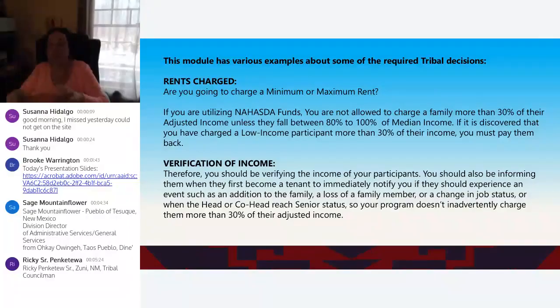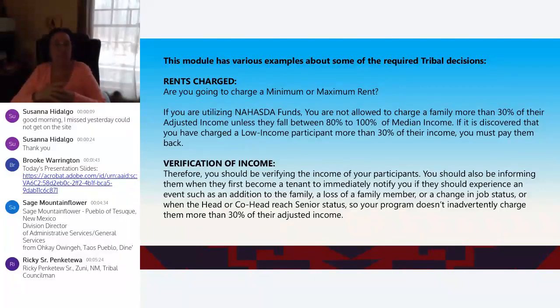So there's different examples of some of the required tribal decisions. Are you going to charge a minimum or a maximum rent? Remember, if it's NAHASDA funds, we're not allowed to charge a family more than 30% of their adjusted income, unless they fall between 80 and 100% of median income. If it's discovered that you have charged a low-income participant more than 30%, you're going to have to pay them back. You'll get a finding. They'll go back in time and make you pay until they can prove that you're not overcharging them. You have to be really careful there.